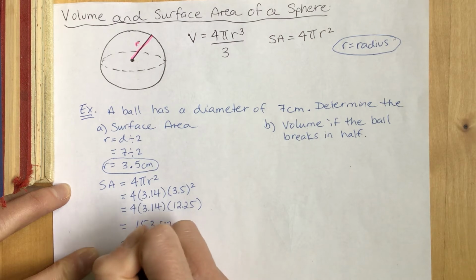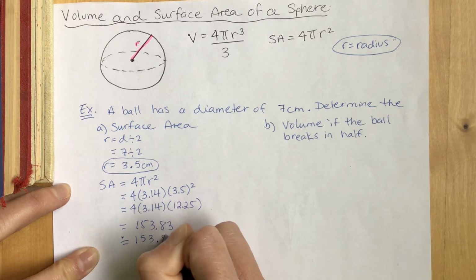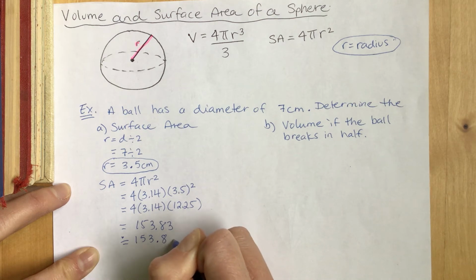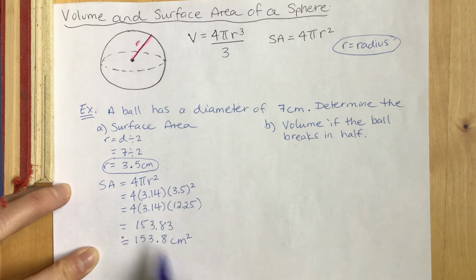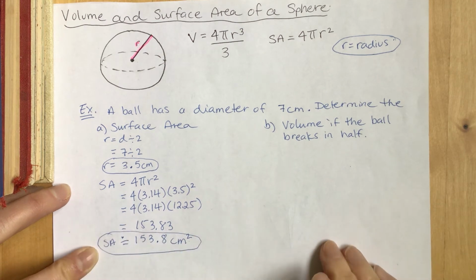153.83, and we're going to round to 1 decimal place. So our default is always going to be 1 decimal place with our rounding unless we are told otherwise. And we're doing surface area, so that's 2-dimensional, so we have a little 2 right there. So this here is your final answer for surface area.